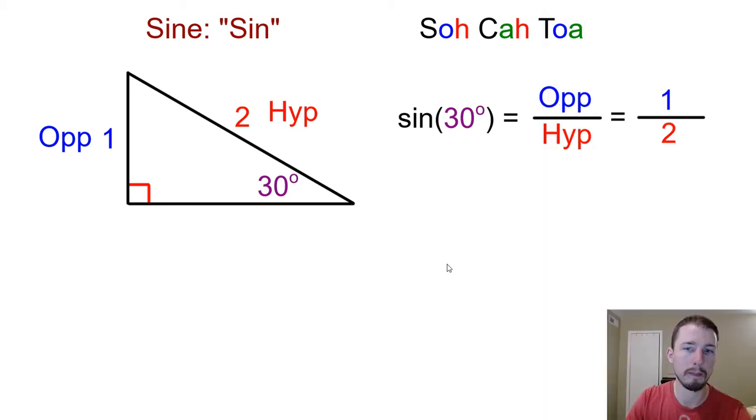So again, sine is just the ratio of the opposite to the hypotenuse, and the ratio for 30 degrees of the opposite to the hypotenuse is 1/2, which is kind of cool.